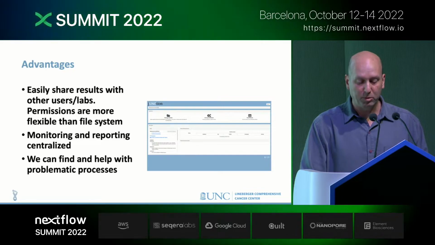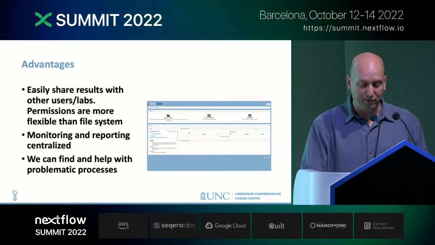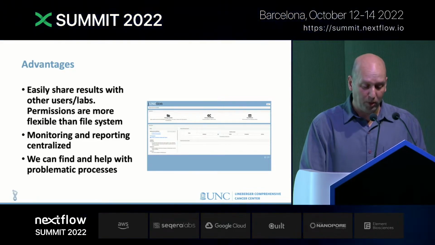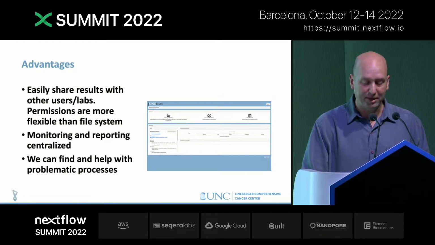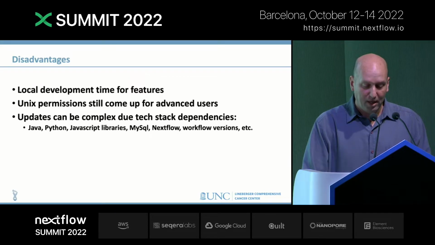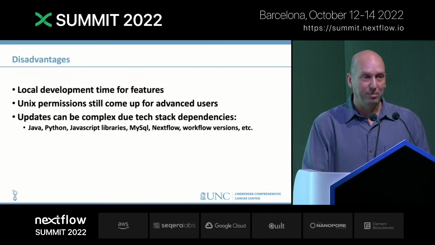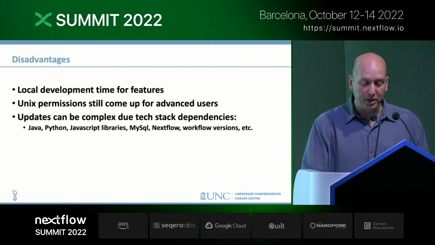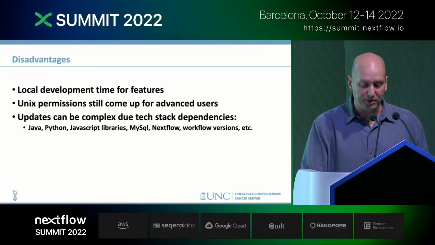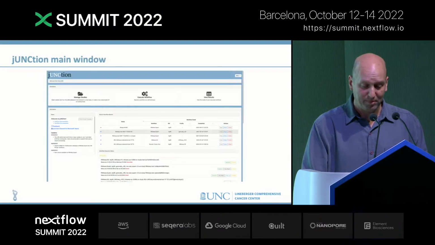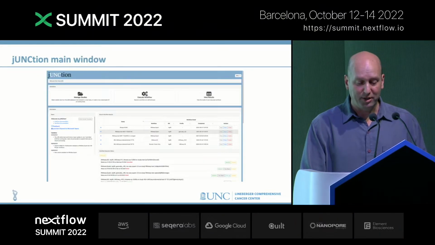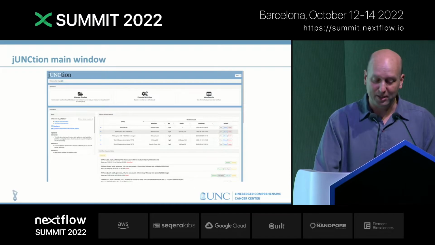Our permissions are much more flexible than what we had with our regular file system, and monitoring and reporting are centralized, and it helps us find and help with problematic processes when something dies. On the other hand, we have local development time for any features. The Unix permissions still come up for advanced users, and updates can be complex because we have many tech stack dependencies. So when someone gets to jUNCtion, here's what they see after they've logged in and selected their lab.